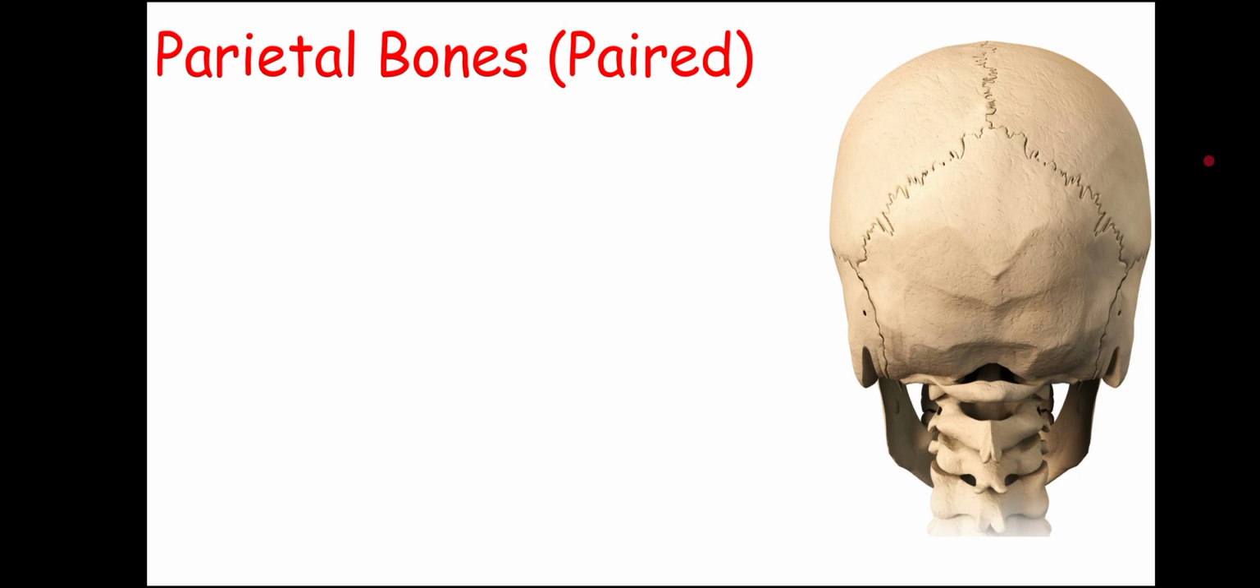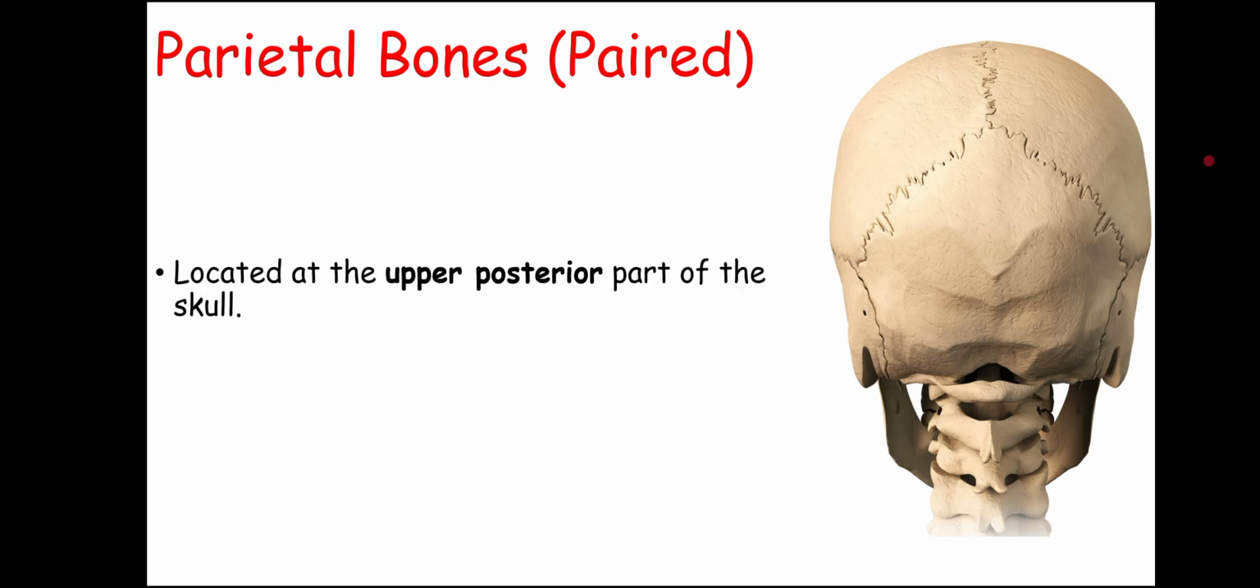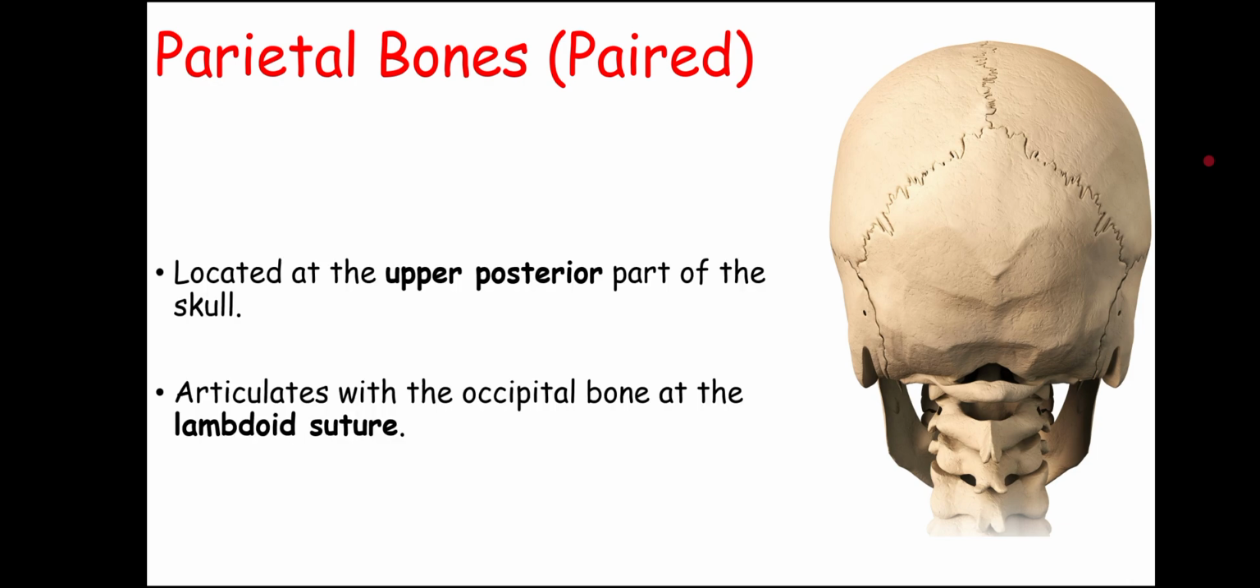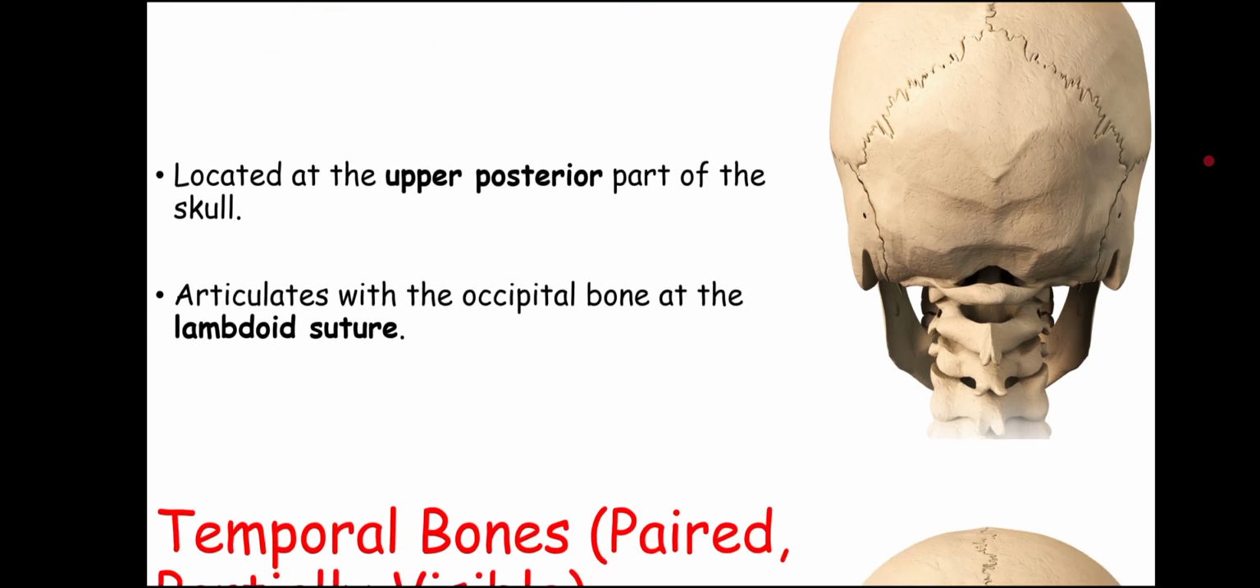Next bone we are going to talk about is the parietal bone. It is a paired bone, that means there are two parietal bones in every skull. They are located at the upper posterior part of the skull. It articulates with the occipital bone at the lambdoid suture.